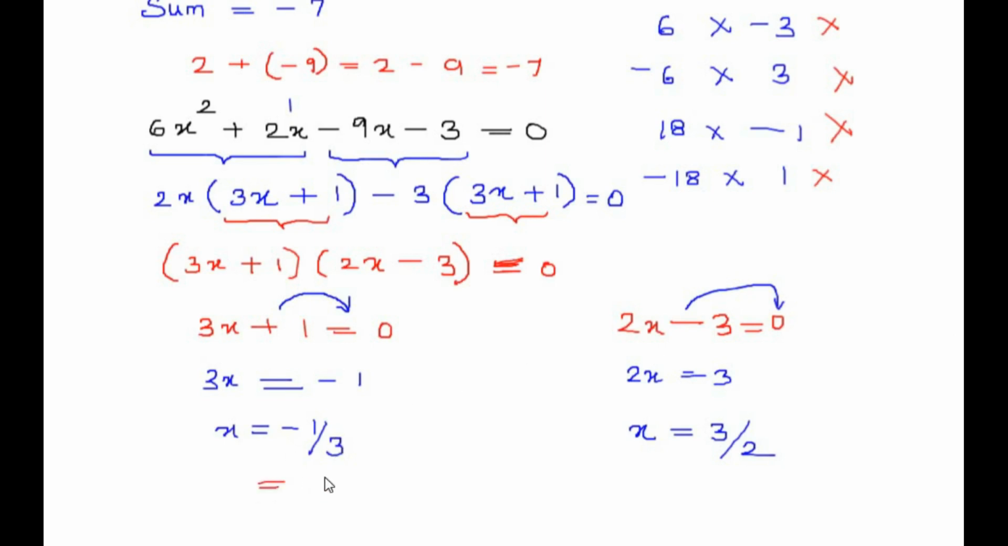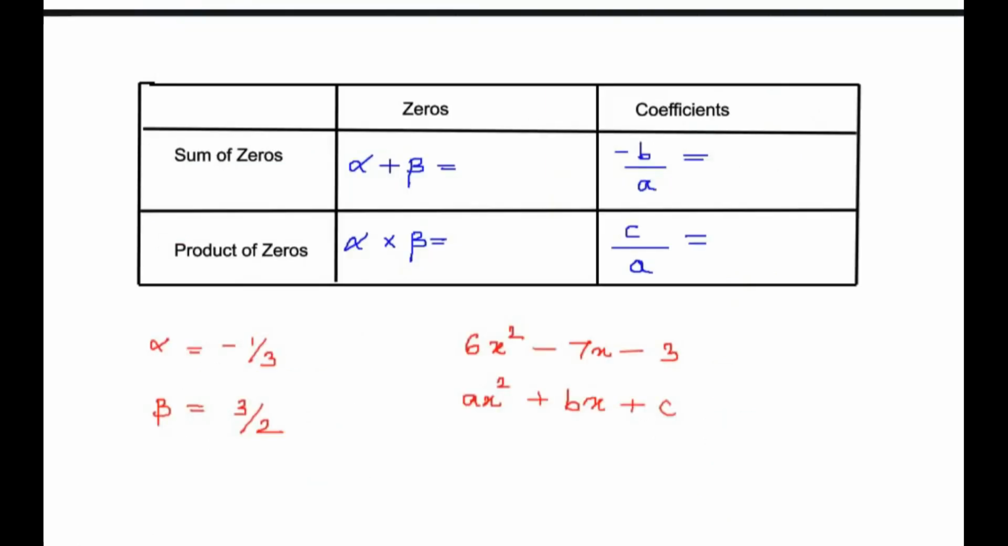So let us take minus 1 over 3 as alpha, and let us take 3 over 2 as beta. Now once we have got the zeros of this polynomial, let us verify the relationship between the zeros and the coefficients. So here I have written alpha as minus 1 over 3 and beta as 3 over 2, and this was the expression we got, 6x square minus 7x minus 3. And writing the general form of quadratic polynomials, we have ax square plus bx plus c. Now comparing, a value is 6 and b value is negative 7 and c value is negative 3.